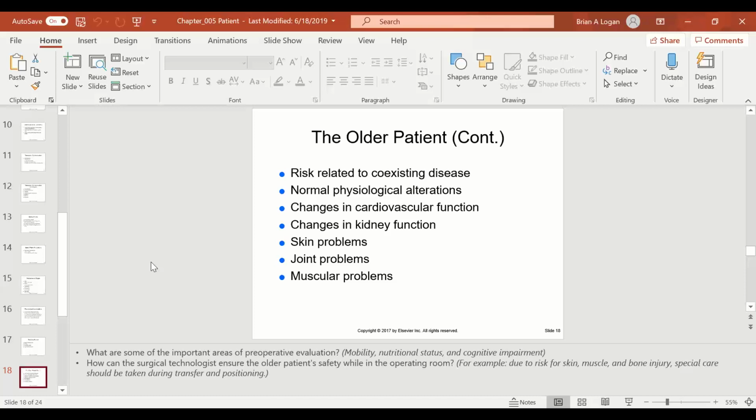Was there a change in their cardiovascular function, their heart? Right? Is there an issue going on with their kidneys? Did they lose a kidney, or do they have renal failure? Right? A lot of the elderly patients have frail skin. We need to take care of and make sure we protect that skin.